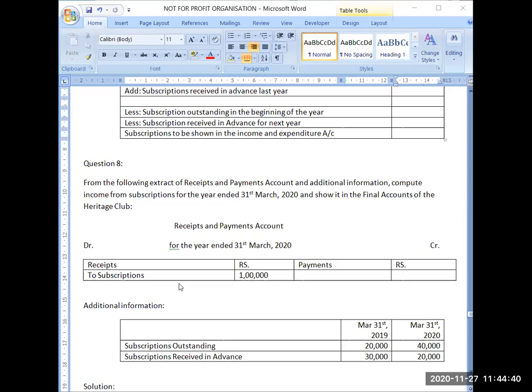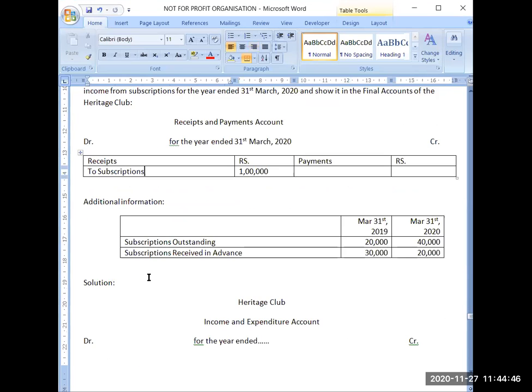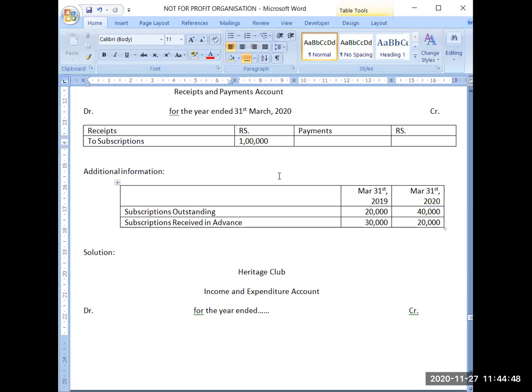Now, receipt and payment account is given, and it is showing that we have received total subscription rupees 1 lakh in the current year. But it may be there that some of the amount is not received for the current year, some of the amount is received for the last year, some of the amount is received for next year, and some of the amount is not received, reason being that amount has already been paid in advance last year. So there are these 4 possibilities which information is given in the additional information.